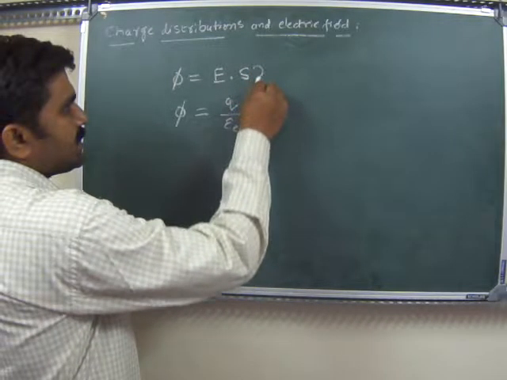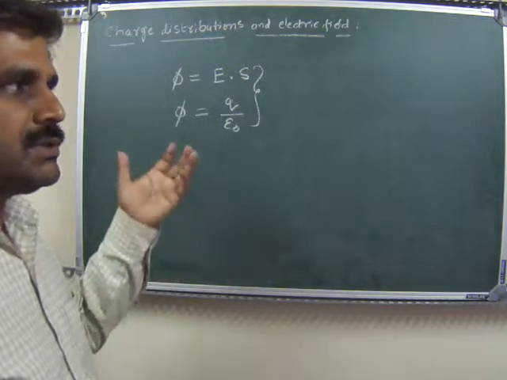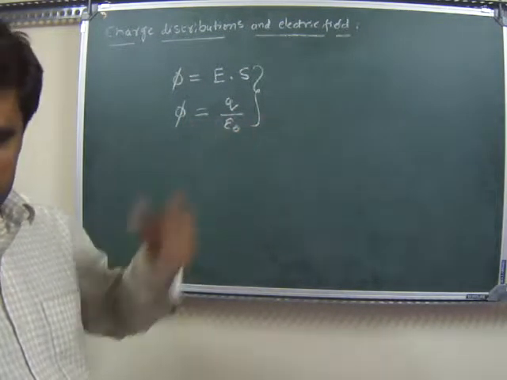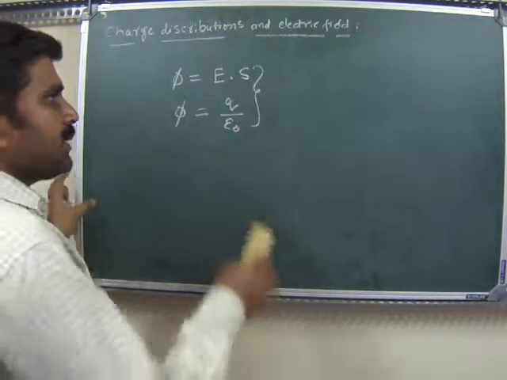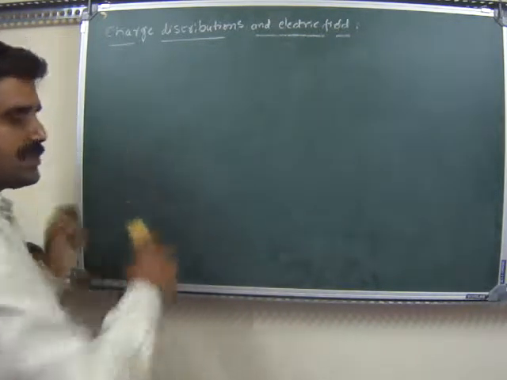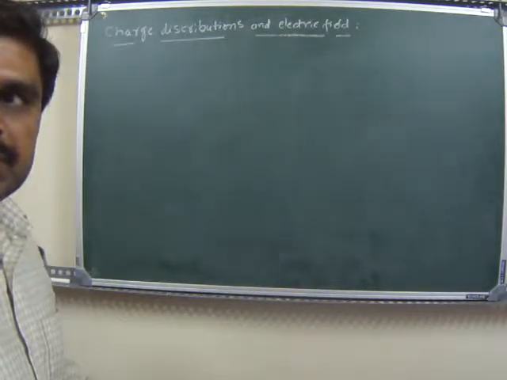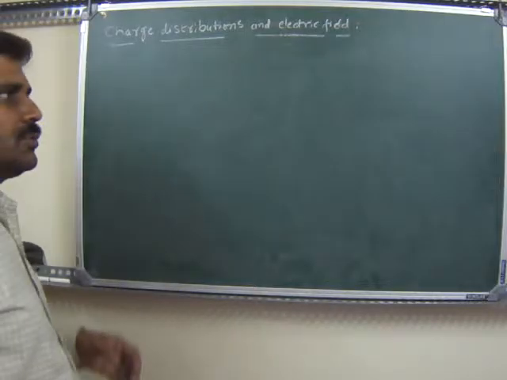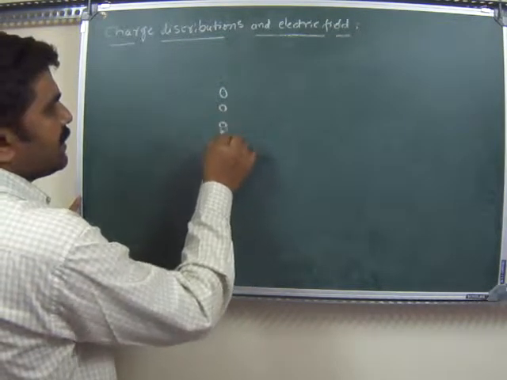So these two are needed for us to find the fields of different charge distributions. Now I am using this basic class. I'll explain one by one: linear charge distributions, surface charge distributions, and volumetric charge distributions. First of all, I am considering a linear charge distribution like this.